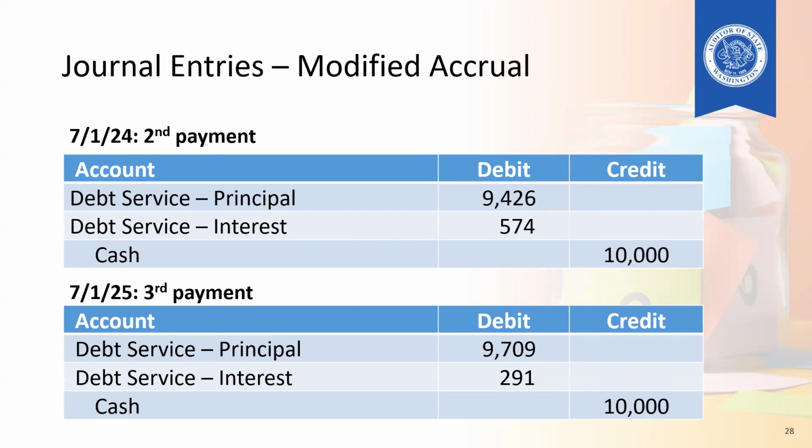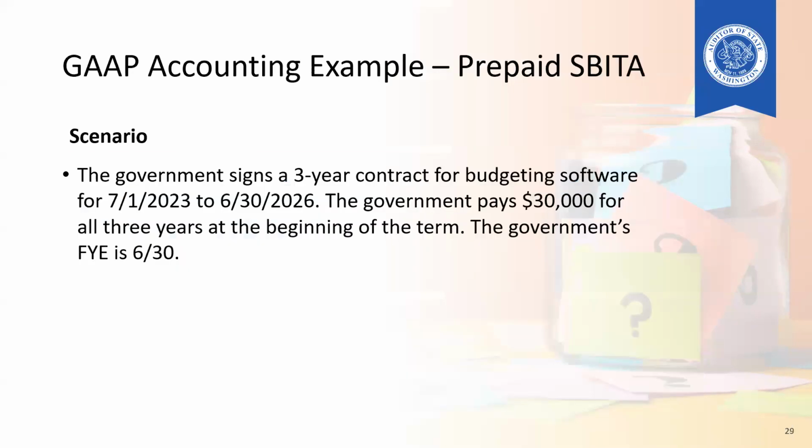Now, finally, the government makes the last payment. So they're going to debit the debt service principal and the debt service interest expenditures and credit cash. And that's it for the modified accrual accounting. Our next example is how to record a prepaid SBITA. I've received a few questions about prepaid SBITAs, so I thought it would be helpful to walk through an example.